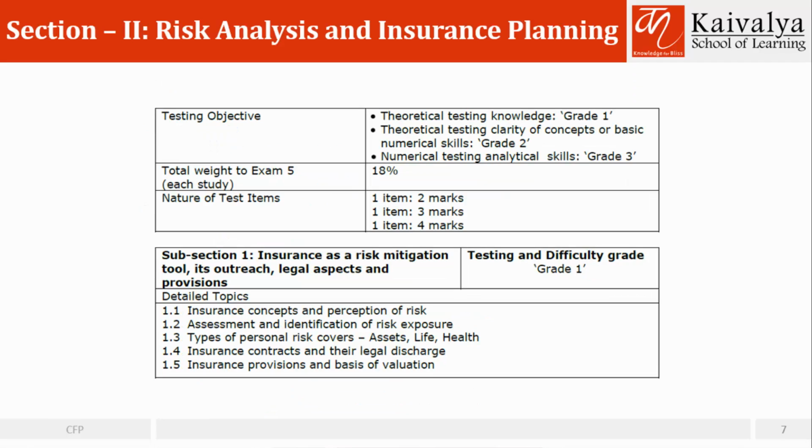Move further. Second section is risk analysis and insurance planning. It has got weight of 18%. So one case study will have 9 marks coming for this. Okay, now here, as I said, you have got no 5 marker question. One question will be there for 2 marks. This would be theory. This also is going to be theory, and this is going to be numerical. So section 1 under the same says that we have to use insurance as a risk mitigation tool, its outreach, legal aspects and provisions.